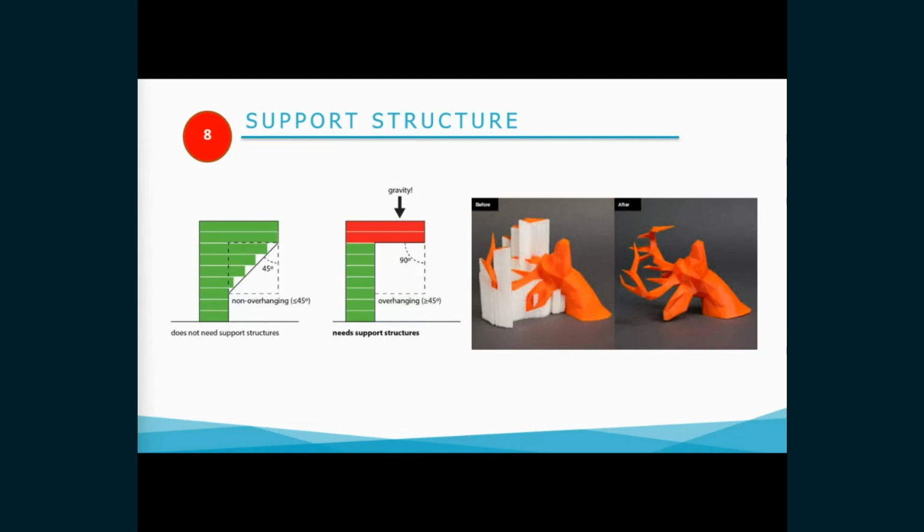Not all overhangs need to be supported. If an overhang tilts at an angle less than 45 degrees from the vertical, then you may be able to print the overhang without using support.